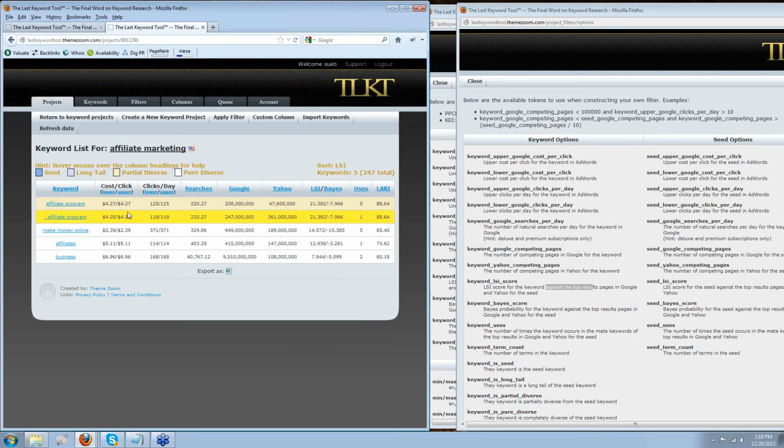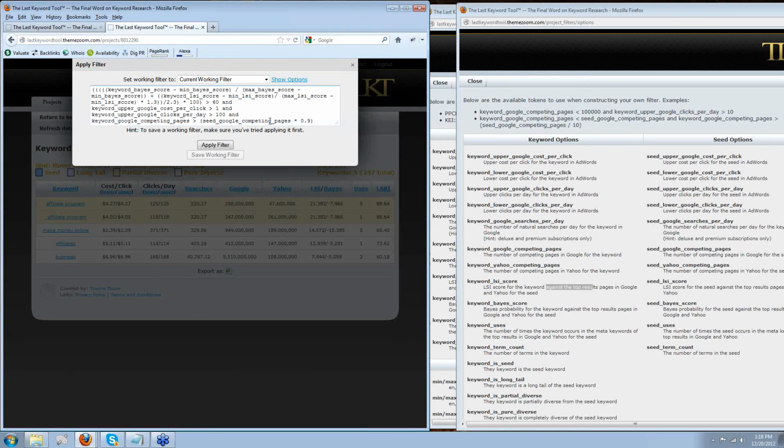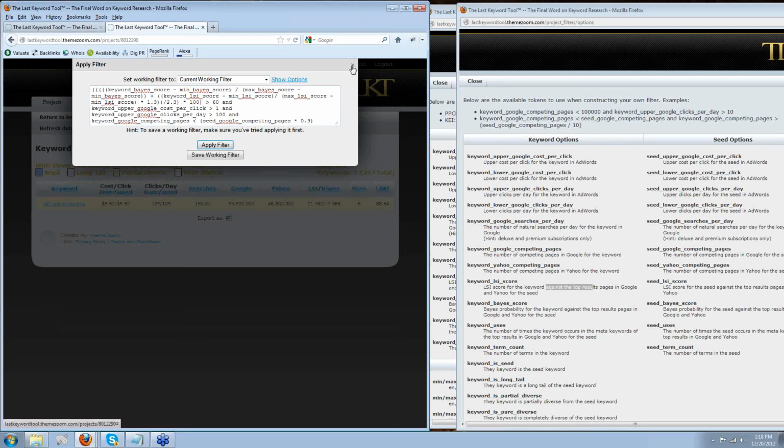All right, so then these ideas are going to be a little bit smaller. Hang on a second. Competing pages. Let's say competing pages less than the seed term times 0.9. That would be helpful. I still get affiliate program. See, competing pages times 0.9.